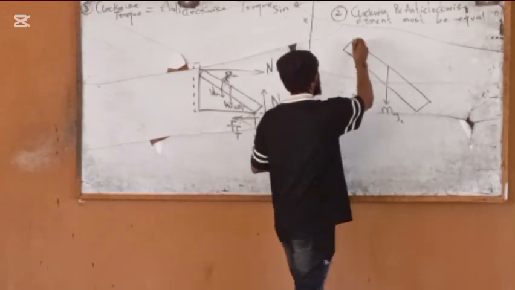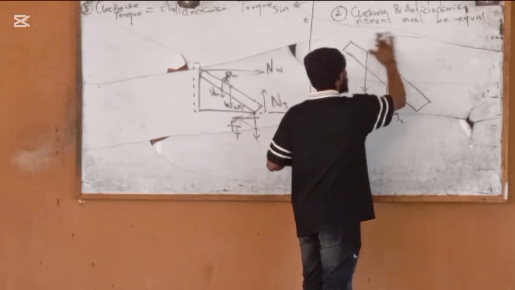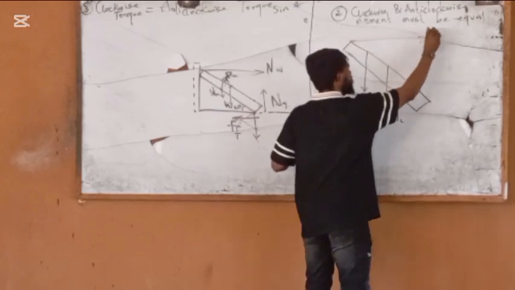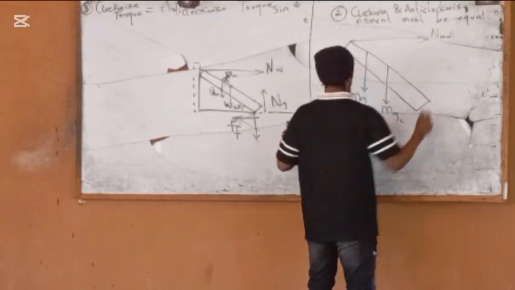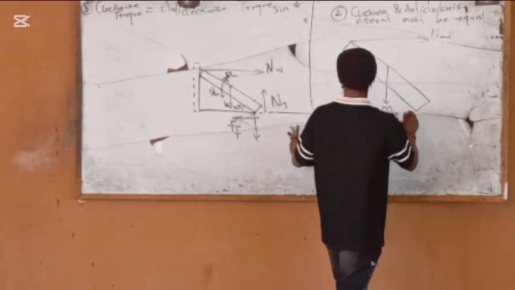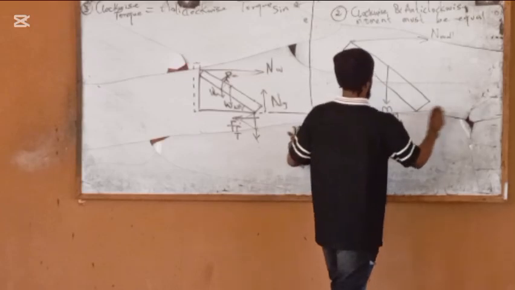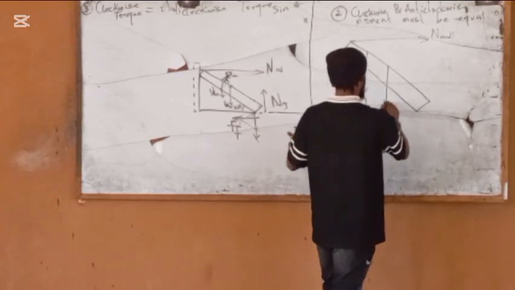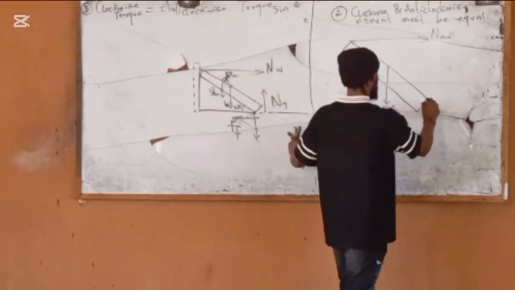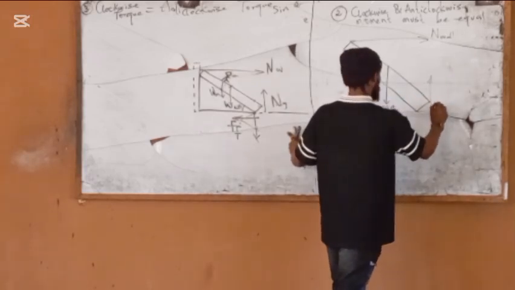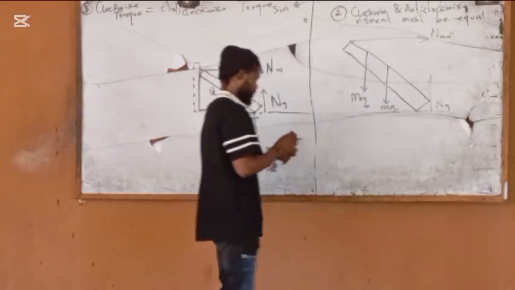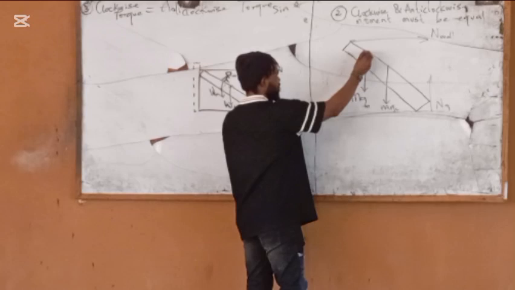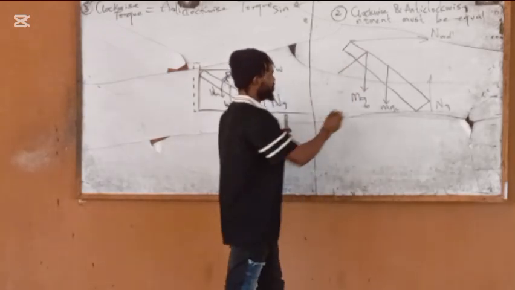Then I have this one, which is the normal reaction of the wall. Then this one happens to be the normal reaction of the ground. Okay. Now, if I'm doing this, I'm going to be having this parallel to this. Now, somebody wants to ask me about resolving this as well.